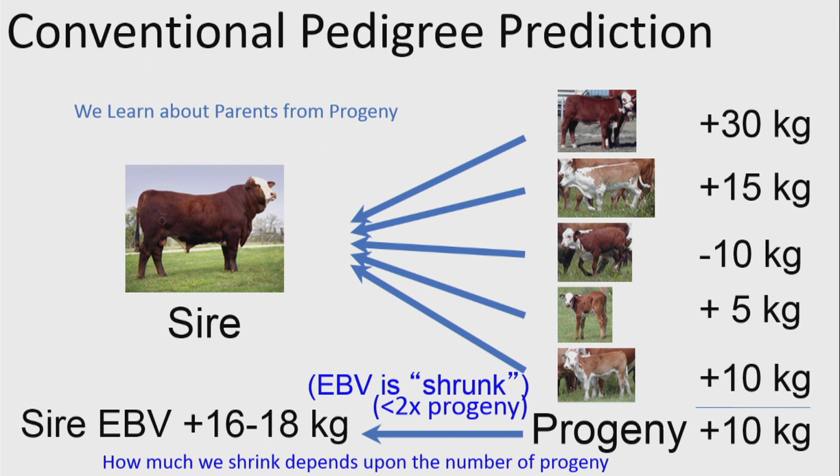So conventional pedigree prediction, or even single-step prediction, we are interested in knowing what the breeding value of a sire is. And here, this is a Brayford bull with some offspring. You might like the look of him or not like the look of him, but I'm not at all interested in what he looks like. That's just an envelope containing his DNA. What I'm interested in is what his offspring look like.